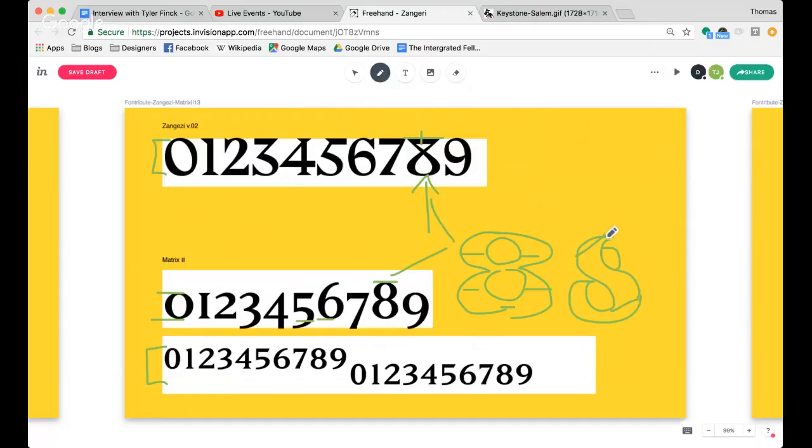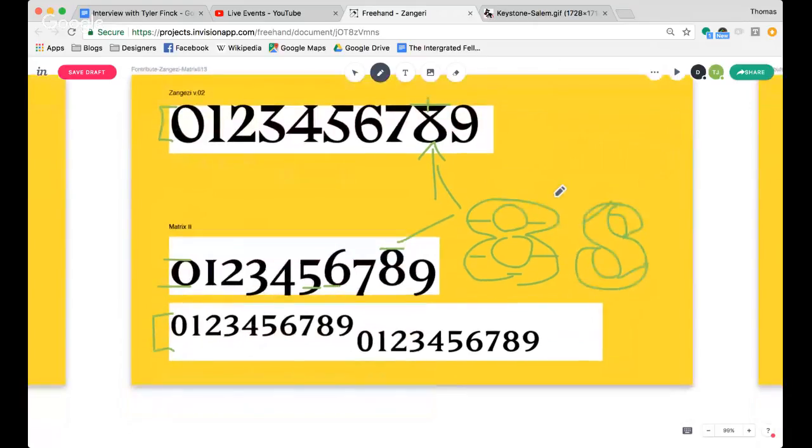Watch my amazing trackpad drawing skills. That's on trackpads, ladies and gentlemen. I'll be here all day.